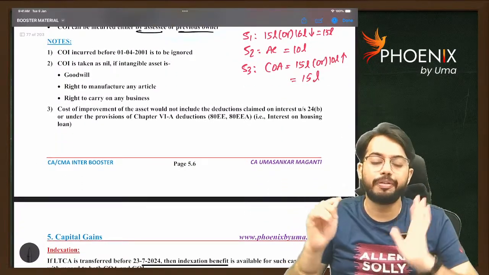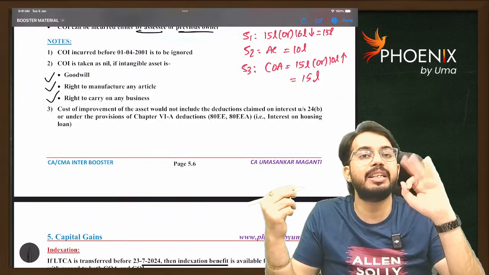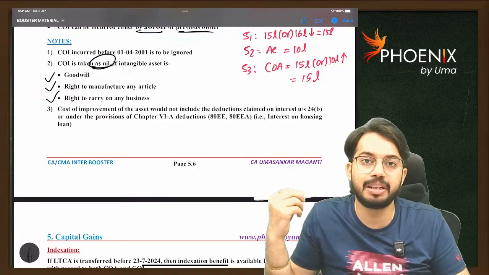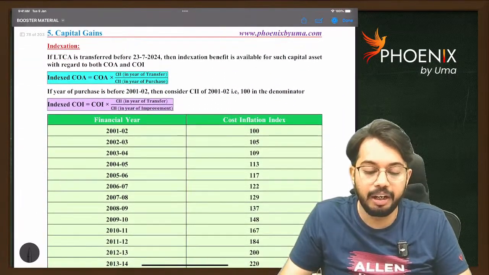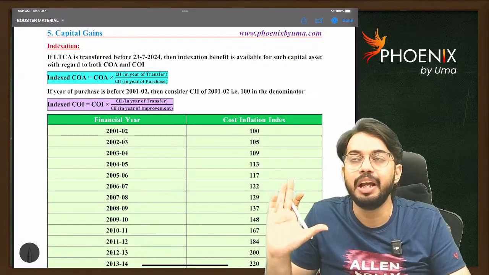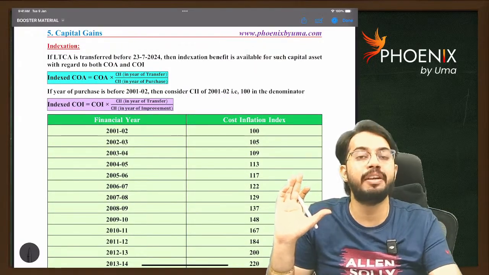But in case of goodwill, right to manufacture, right to carry on business, in these three cases, cost of improvement will be taken as nil. Are you able to understand? Indexation. This is also very important.